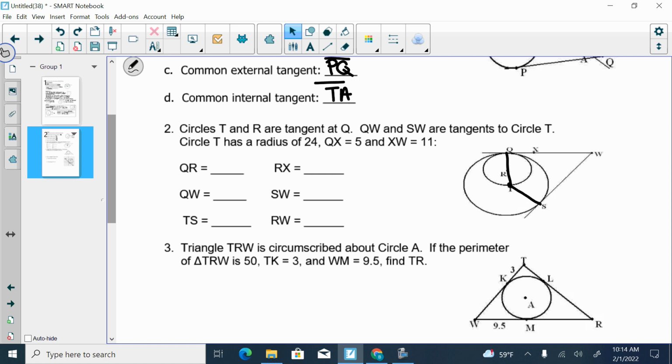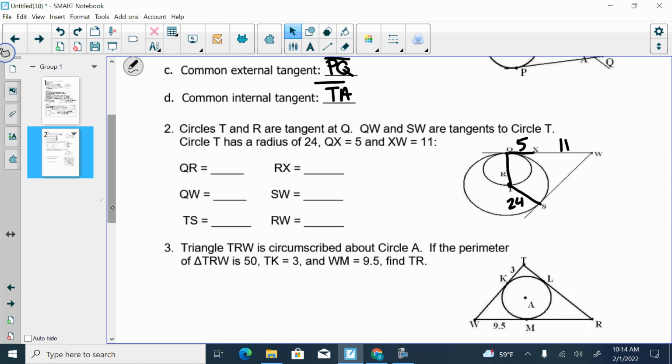Or from T to S, 24, right? If it goes from the center to the edge, it's 24. Okay? Alright, they said that QX is 5. So that would be this little segment here. And XW from here to here is 11. Okay, and we're supposed to be finding all of these other pieces, right?